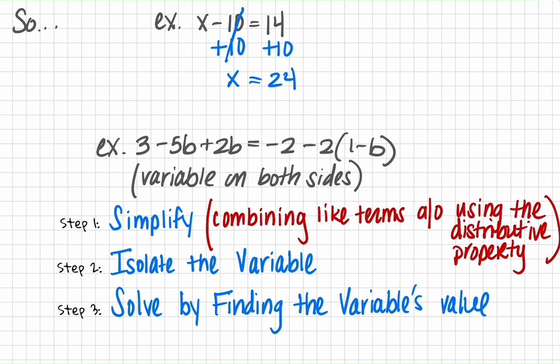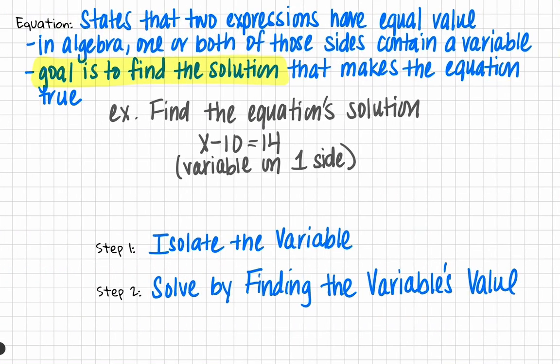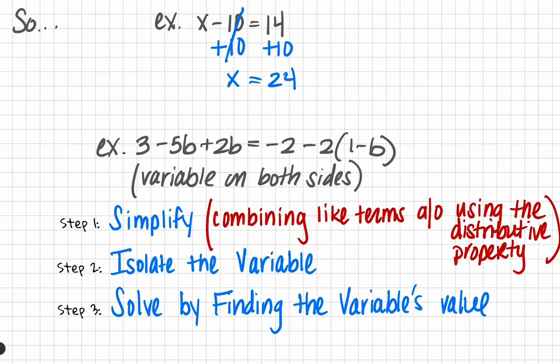We have another example. This particular example has a variable on both sides because it has 5b and 2b, and then it has a b here. So in the last example, the variable was on one side, it only had an x, but here b is on both sides. Variable on both sides has an added step, which is simplification, which wasn't there before, just because this has more terms and it can be simplified.